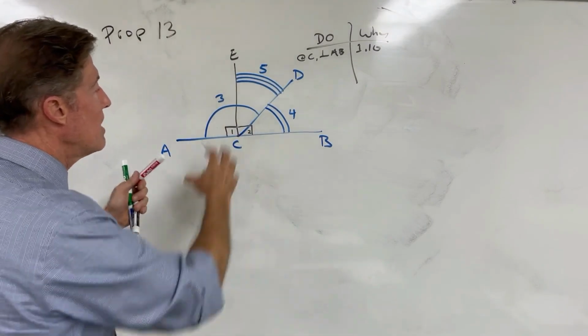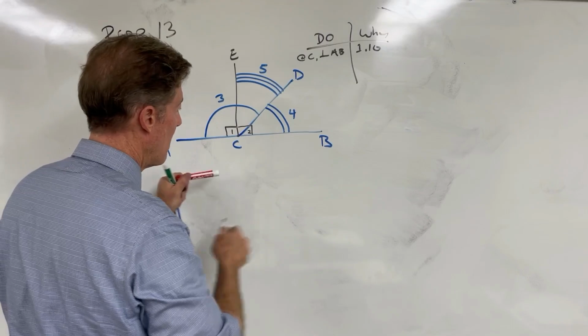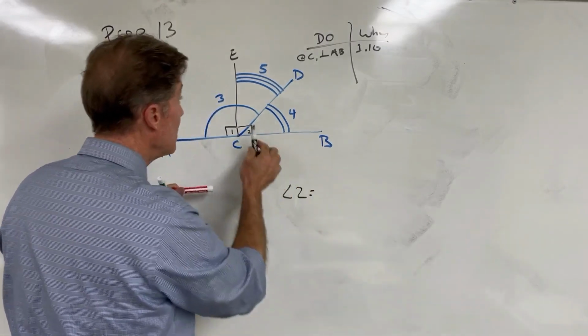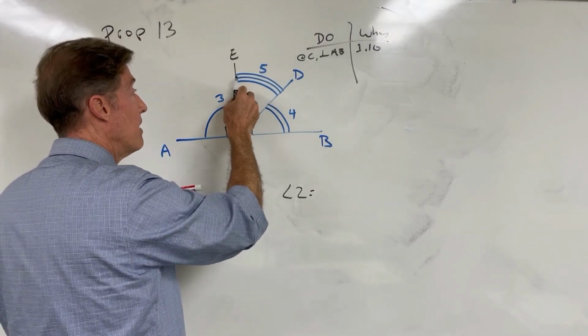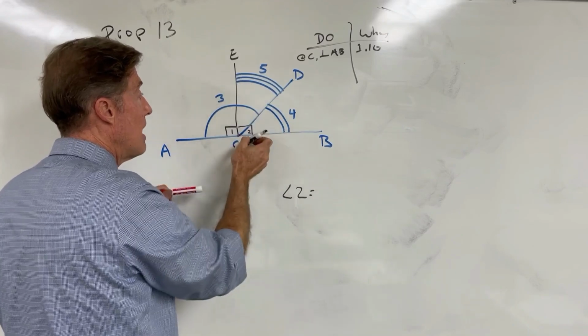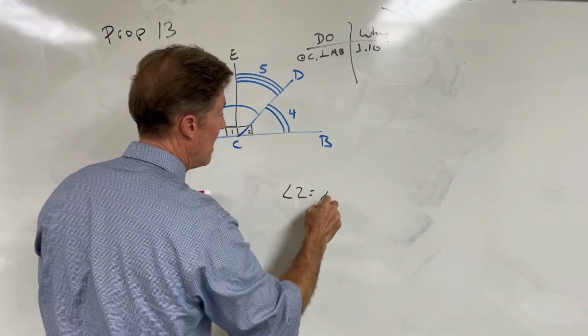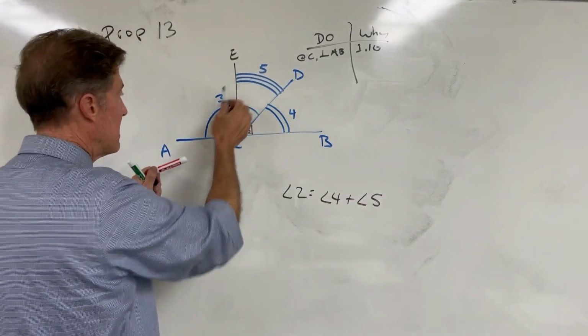So now let's consider these groups of angles. First, let's look at angle 2. We can see that angle 2, the right angle, is equal to angle 4 plus angle 5. That is, these two angles taken together take up the same angle as angle 2. So we can say angle 2 is equal to angle 4 plus angle 5. And that gets us to here.